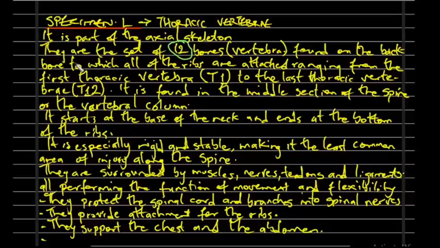They are found on the back, to which all of the ribs are attached, ranging from the first thoracic vertebra, which is T1, to the last one, which is T12.